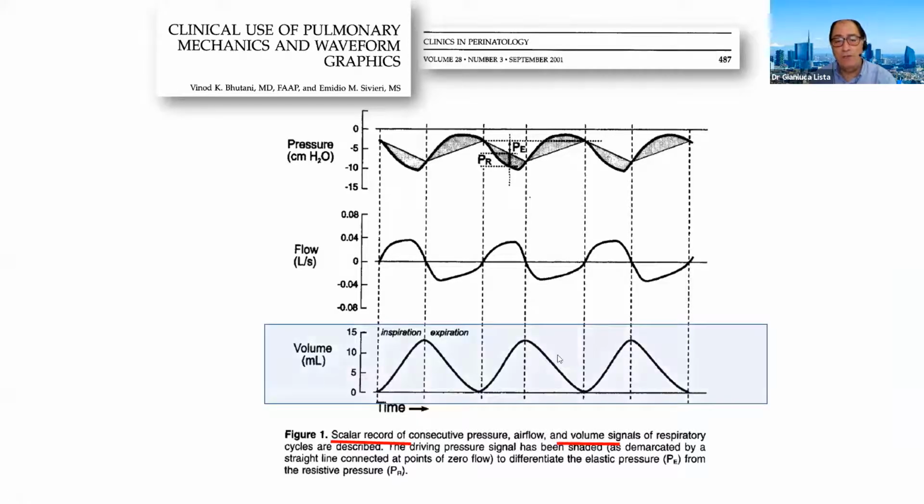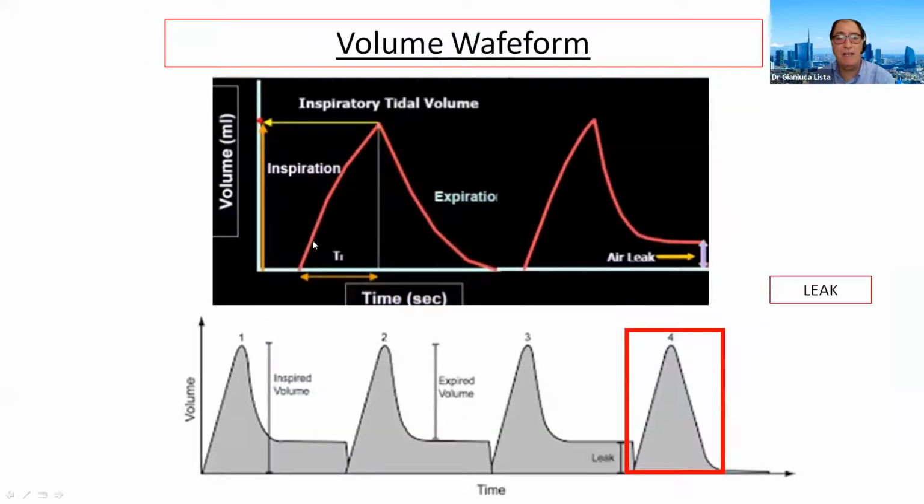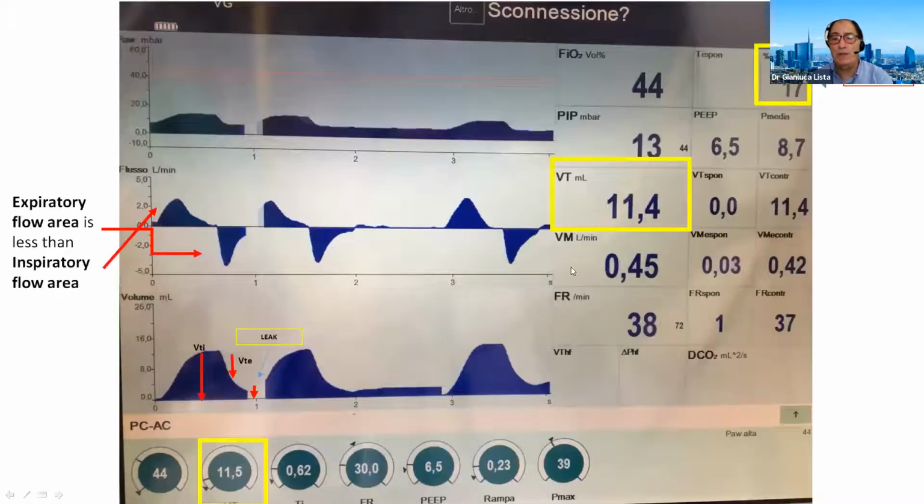Then we move to the volume. It's important to control the volume, and you have to remember that there is an inspiration phase and an expiration phase. In some cases, there is a very big leak, like in examples 1, 2, 3. Only in example 4 is there no leak, because the inspiration phase is similar to the expiration phase for the volume wave. It's important to control the leak because in some cases the ventilator is able to compensate the leak, for example, during volume guarantee ventilation, like in this patient, in which the expiratory flow area is less than the inspiratory flow area.